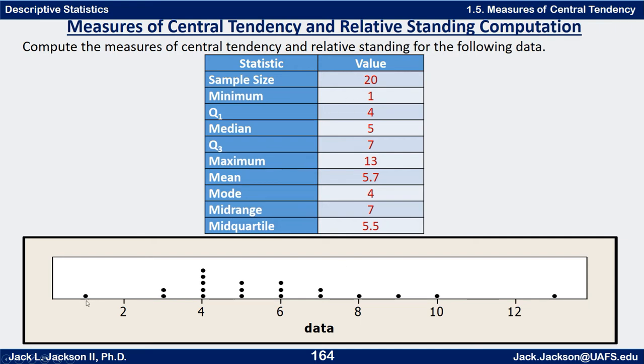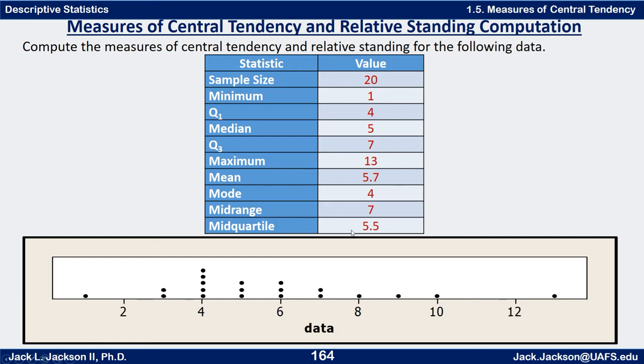And like we've already said, the minimum is 1 and the maximum is 13. So the mid-range then is just 1 plus 13 is 14, divided by 2 is 7. The mode, we already said, the most often occurring one there is 4.